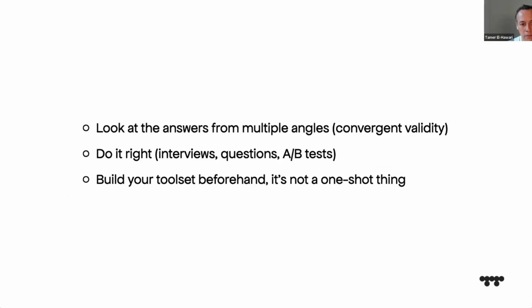And here are some do's that we think are important if you go about it. One thing is to look at the answers from multiple angles. And this is something, I'm not sure who that was in the beginning, mentioned: you can have this so-called convergent validity. Like, hey, you find some kind of things in your data analysis and you see the same pattern in the user interview.